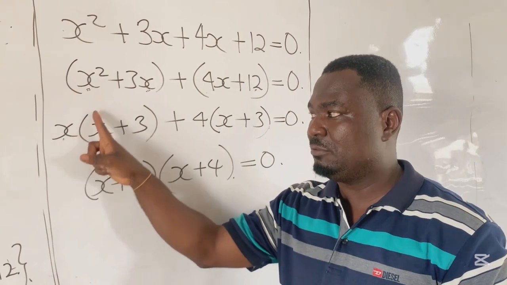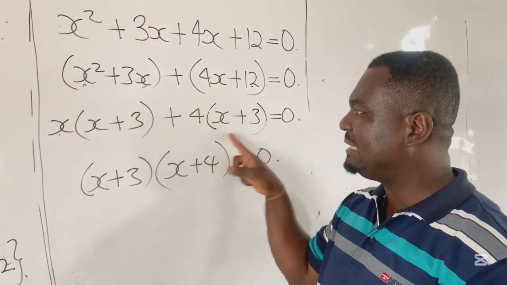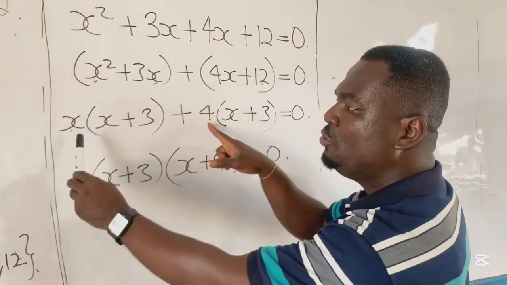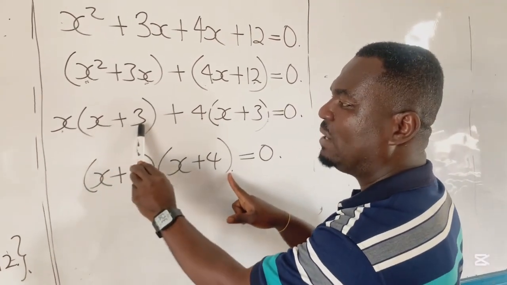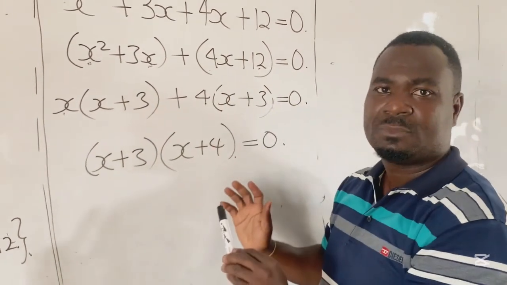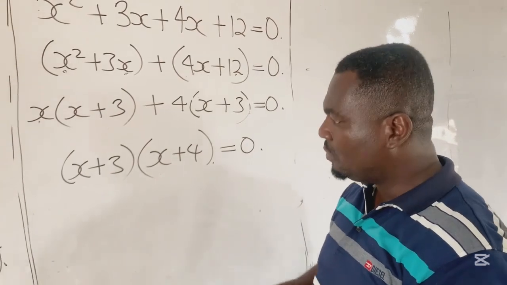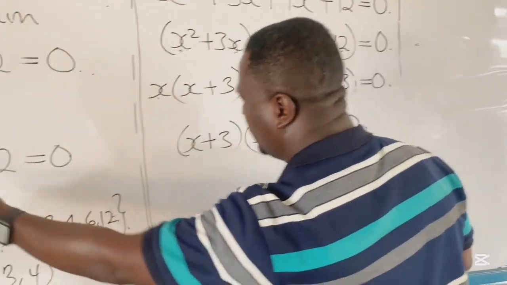the scalars. When I pick this bracket, the scalar here is x. When I pick this bracket, the scalar here is 4. So you put the scalars in one bracket like this. Then you could see that x plus 1 is common here and at the same time can be seen here. Then you pick one of them, you form your factors. So this becomes the factors of this quadratic equation, and it is true.